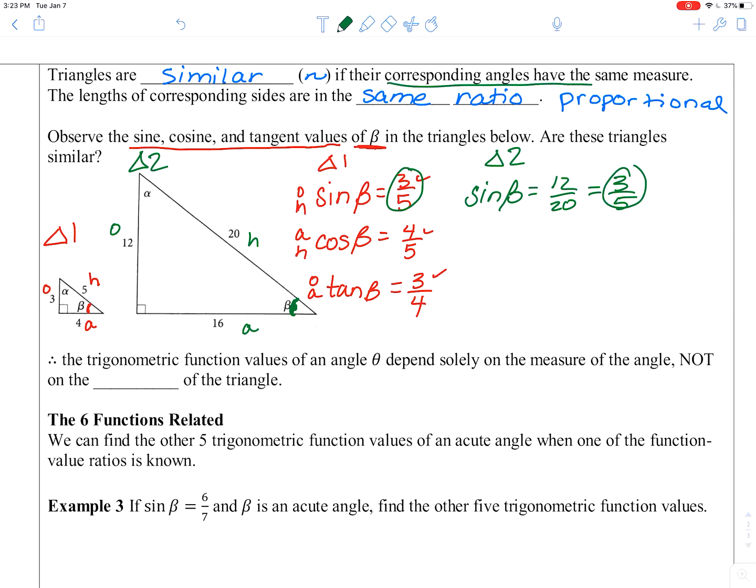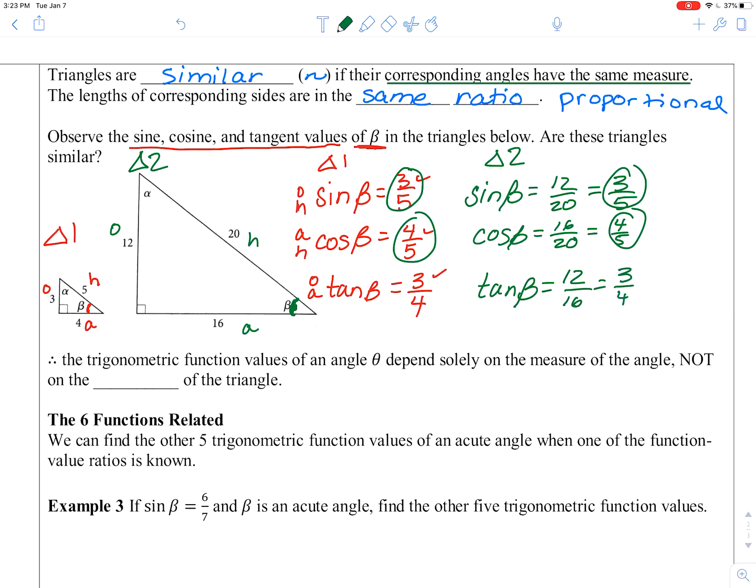Okay, corresponding angles have the same measure. Cosine of beta, A over H, is 16 over 20, reduces down to 4/5. And so, regardless of the size of those two triangles, sine and cosine have the same trig values. Finish it up with tangent of beta. On triangle 2, that's 12 over 16. We reduce that also down to 3/4. And so we can draw this conclusion.